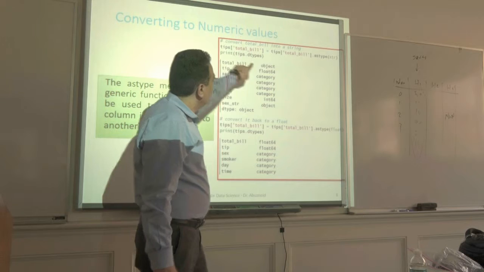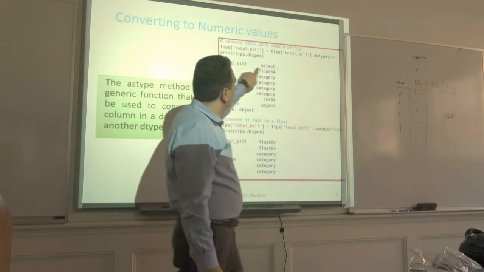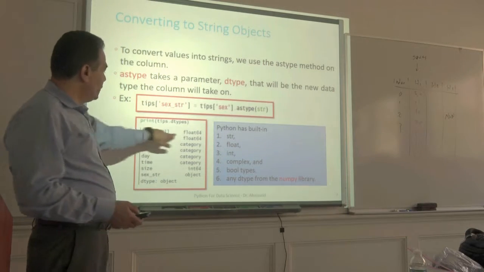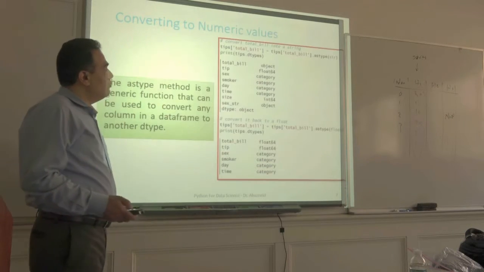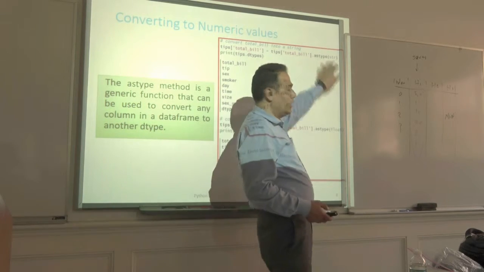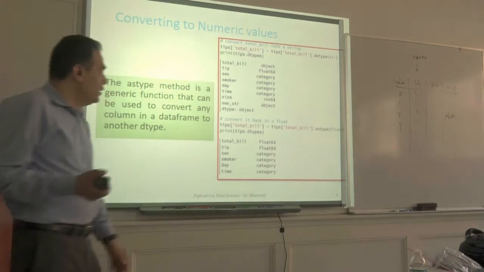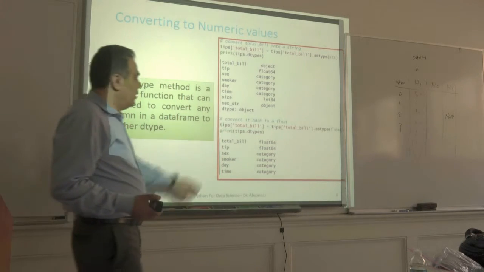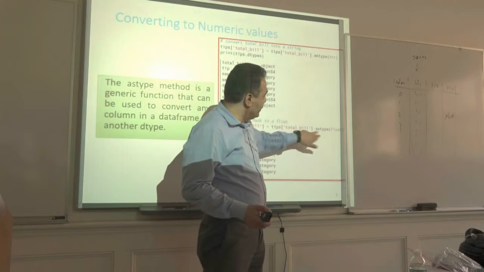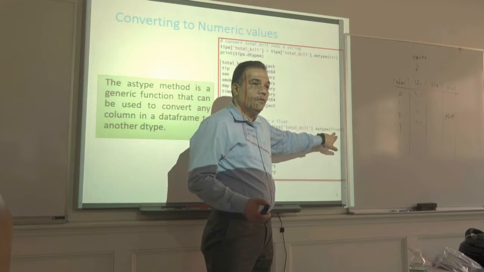So I'm changing total bill from float64 to object, using astype. Very simple. I could convert it back: tips total bill as astype, I'm changing it back to float.